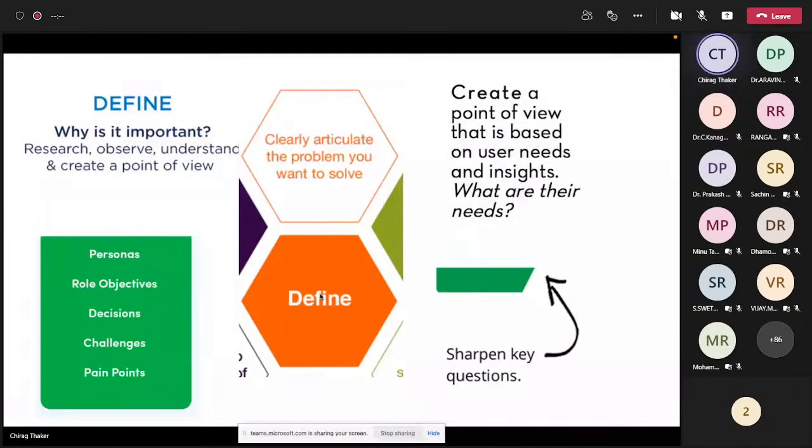Create a point of view that is based on user needs and insights. So the single most important question the team members are going to work on at this stage is what are their needs, and how can you find out? You can sharpen their needs by key questions, very basic key questions. So basically in this phase you are going to do a lot of activities, like you have to understand the personas, you have to be very clear about the role objectives, the decisions, the challenges, and the pressing points or the pain points. Once you understand these challenges and pain points, perhaps you can very easily figure out the define stage decisions and role objectives. So this is all about the second stage, define.